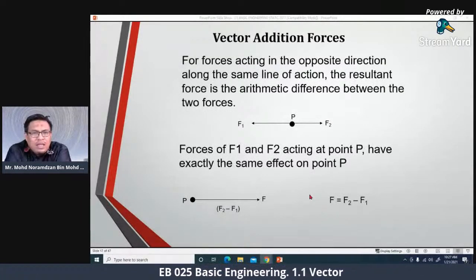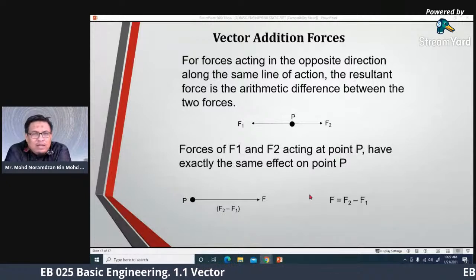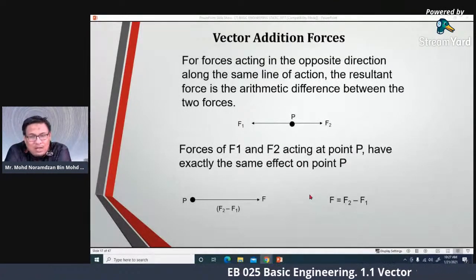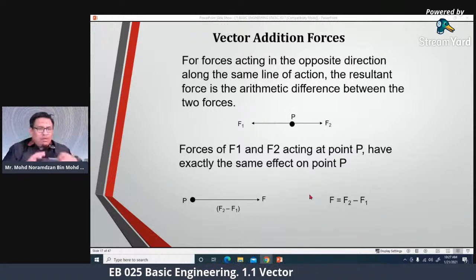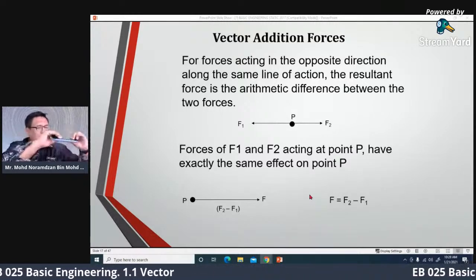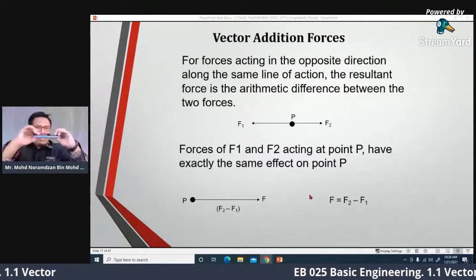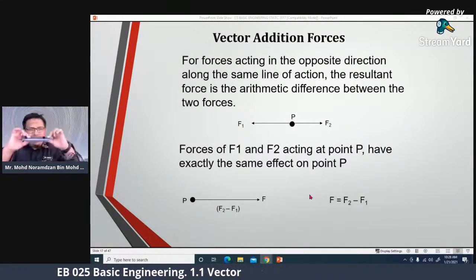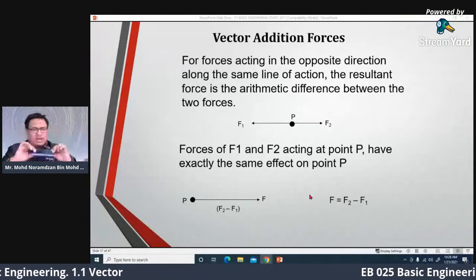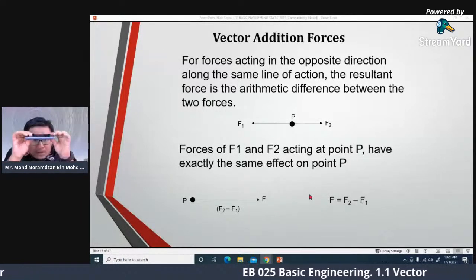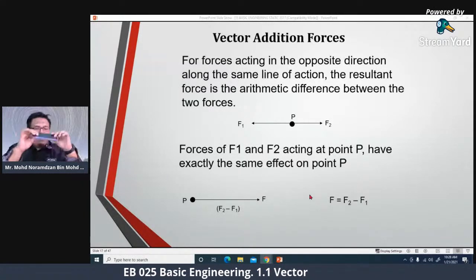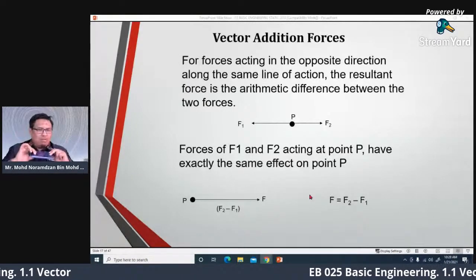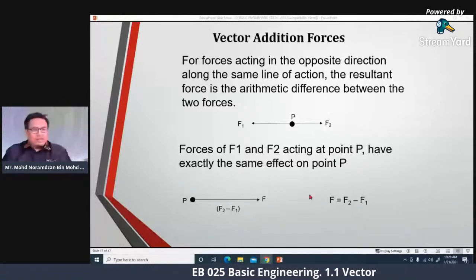The forces acting in the opposite direction along the same line of action. The resultant force is the arithmetic difference between the two forces. So one force pulls the handphone here, another person pulls my iPhone here. F2 minus F1. You want to know what is the total force? F2, because the force must have a direction.